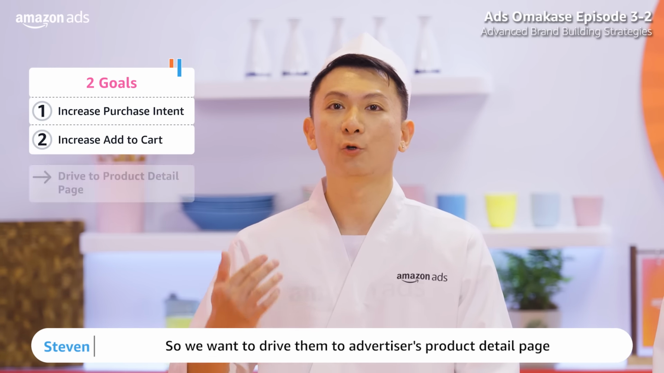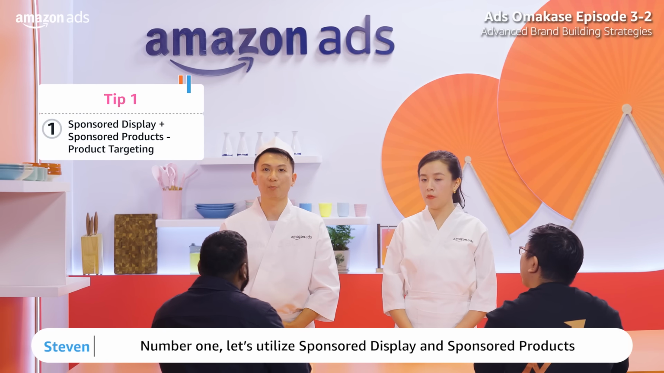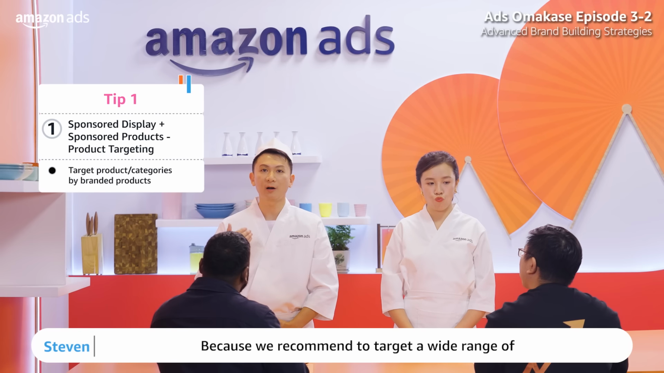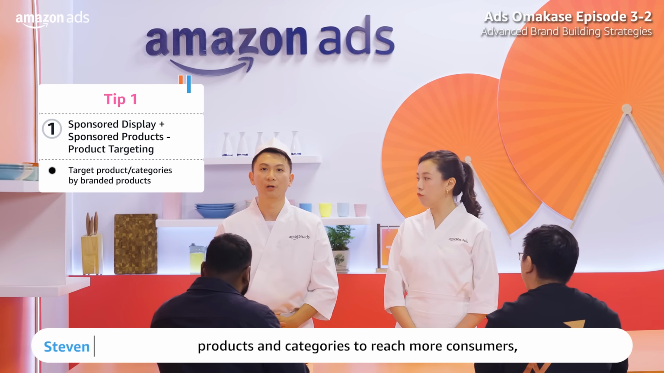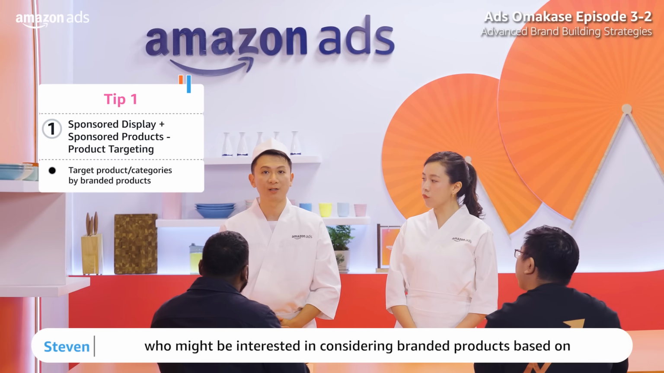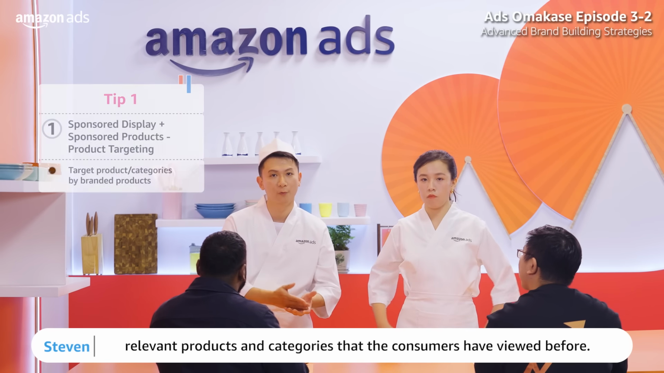And there are several tips here. Number 1, let's utilize sponsored display and sponsored products, especially on the product targeting. Why? Because we recommend to target a wide range of products and categories to reach more consumers who might be interested in considering branded products based on relevant products and categories that the consumers have viewed before.